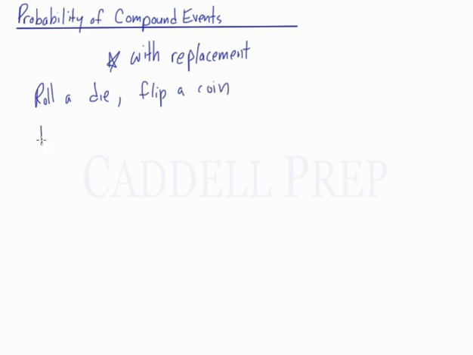We want to know what the probability of rolling a 6 is and getting a heads. Well, when you have compound events, you actually just multiply the probabilities. The probability of rolling a 6 would be 1 out of 6. And the probability of flipping a heads would be 1/2. So the probability of both of those occurring would be 1 out of 12.